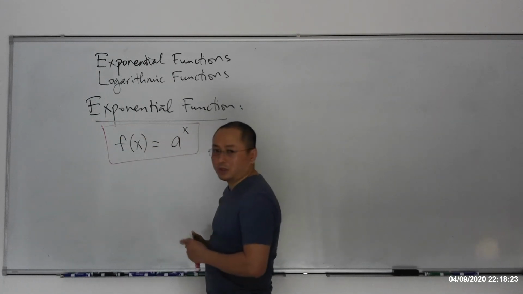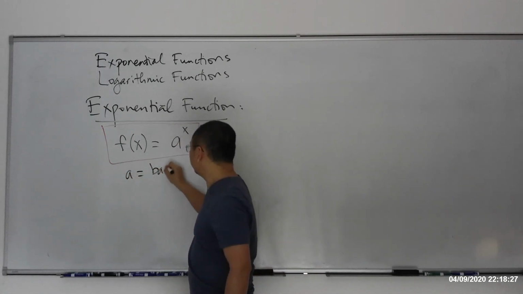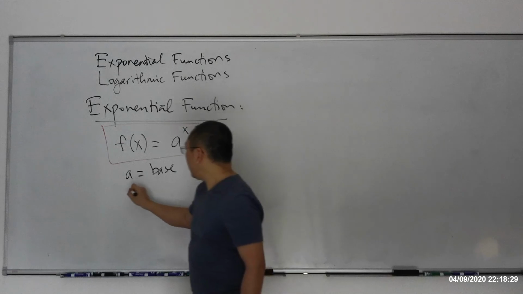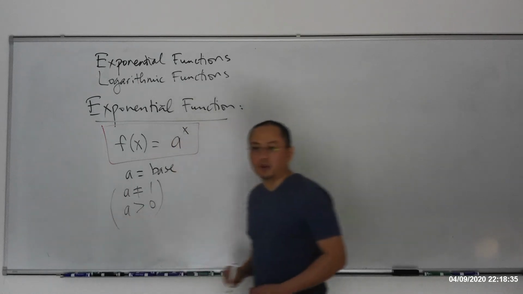Where x, of course, is the input variable, and a is called the base number. Okay? a is not equal to 1, and a is positive. Those are the two conditions for the base number.